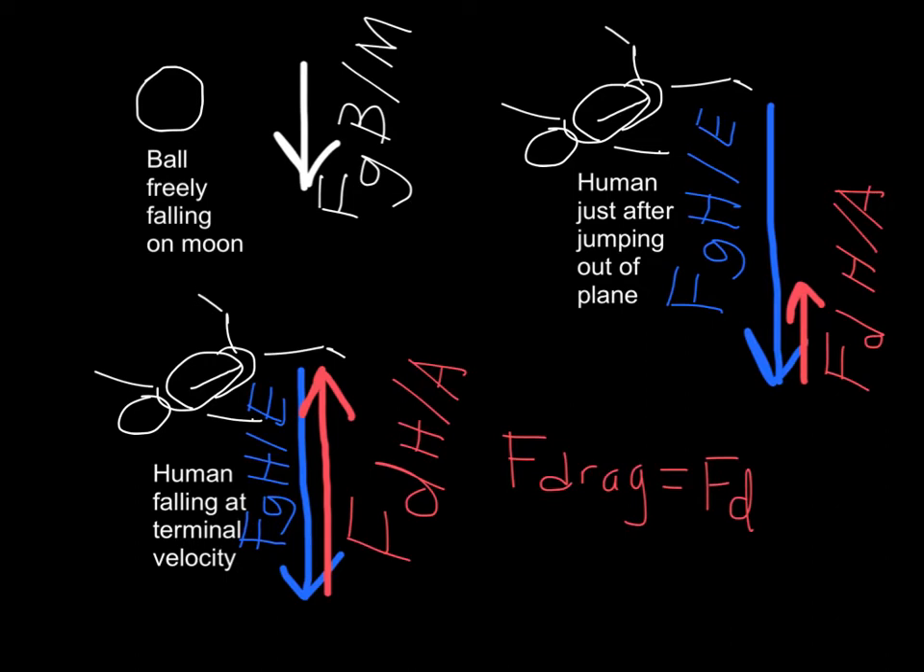And so what happens is it stops accelerating because they're canceling each other out. Whereas this one's freely accelerating. This one's accelerating, but the acceleration will gradually get less as this air drag gets larger.